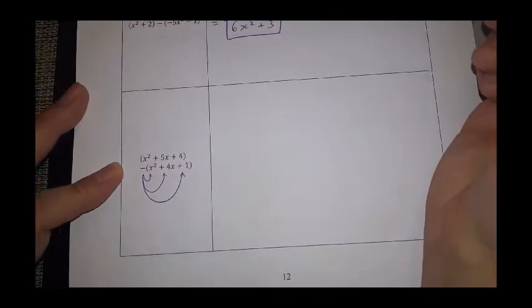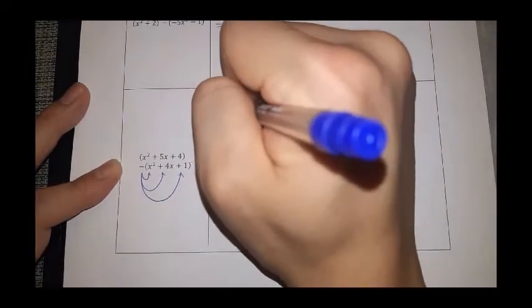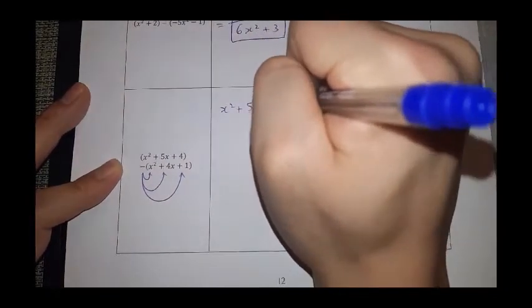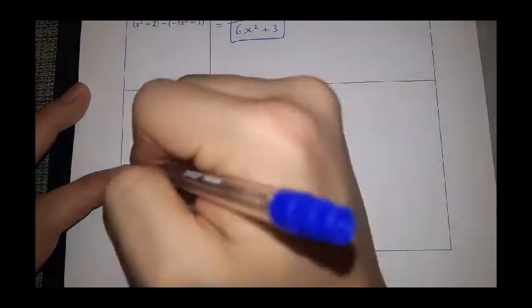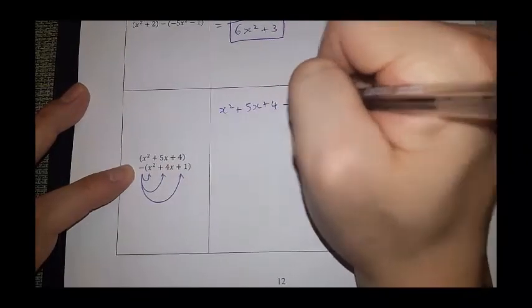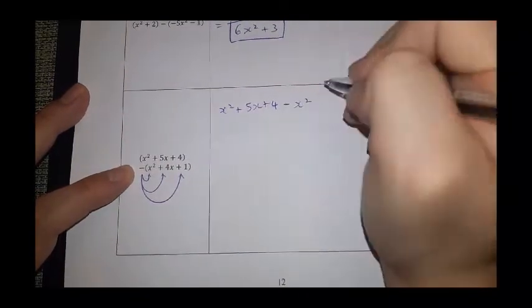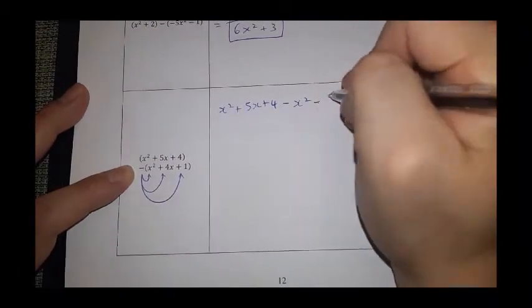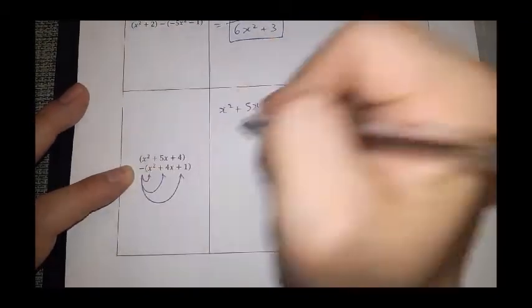Write down the expression first, x squared plus 5x plus 4. The first term doesn't change. Negative and positive make everything negative. Negative x squared. Negative and positive make it negative again. 4x. Negative and positive, same thing. Negative 1.